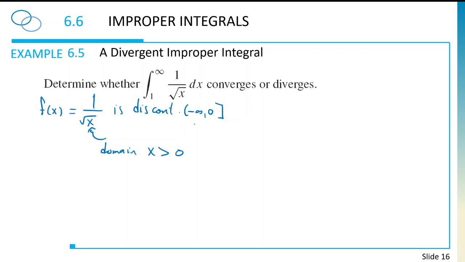Always, if you see infinity or negative infinity, it's improper. Deal with it as an improper integral. So I don't have any other issue. I have an issue only at infinity. How do I deal with this issue?